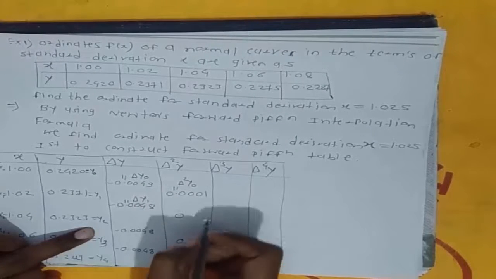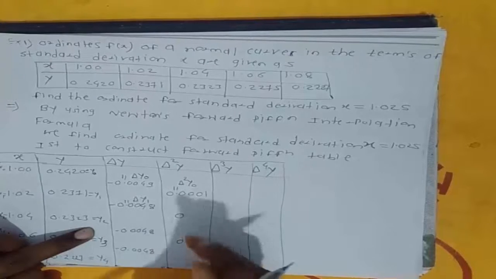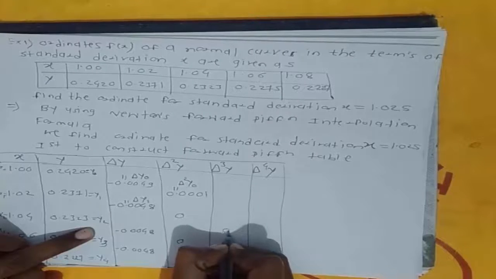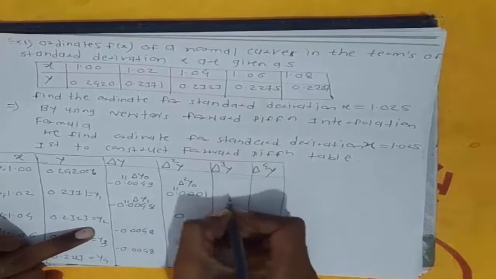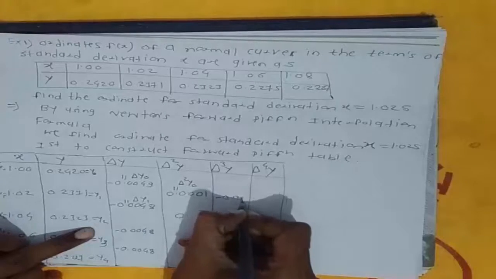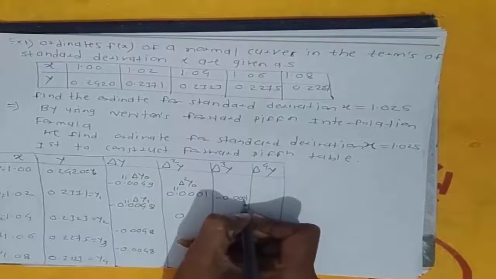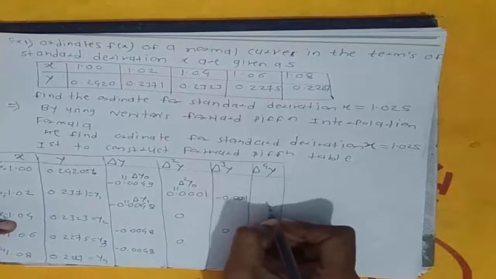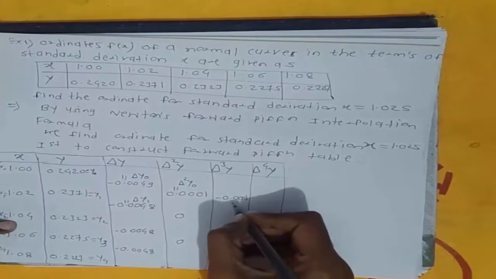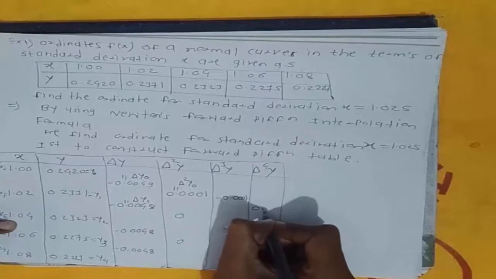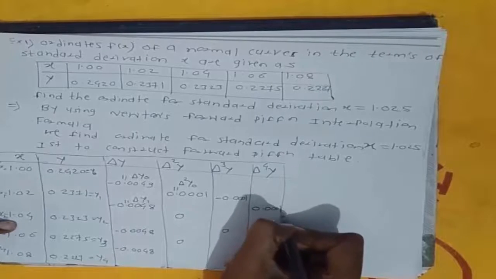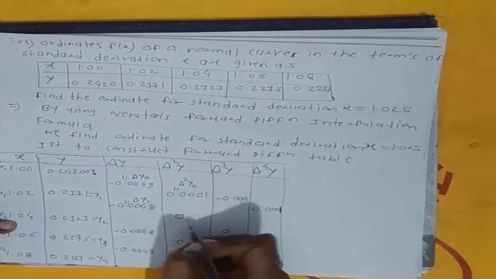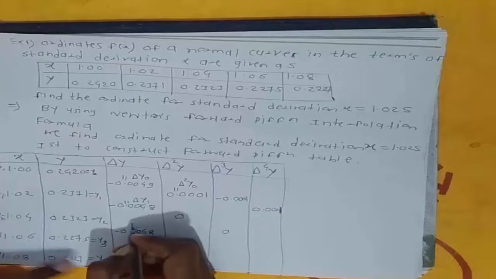Then if we take the difference of second order differences, 0 minus 0 will be 0, and again this 0 minus this will be minus 0.0001. And if we take the difference of these third order differences, 0 minus minus becomes plus, so we get 0.0001. So here will be delta square y0.